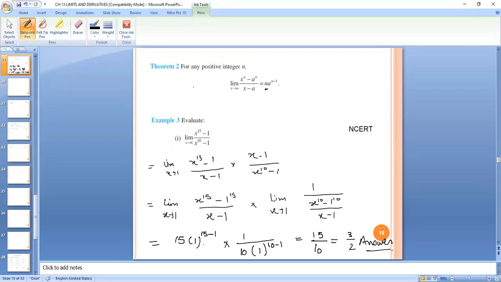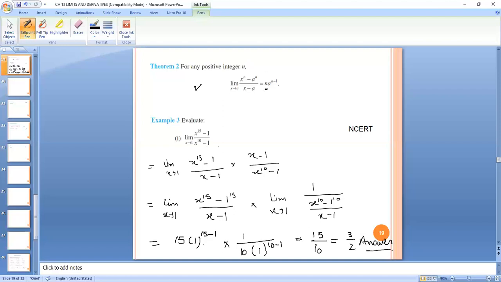So next, how to evaluate the term if we have an expression in the form limit x tending to a of x raised to power n minus a raised to power n upon x minus a. You have to keep the direct formula in your mind that it equals n into a raised to power n minus 1. When you have a question related to this concept, how will you solve? You have limit x tending to 1 of x raised to power 15 minus 1 upon x raised to power 10 minus 1. So you will recall this formula.